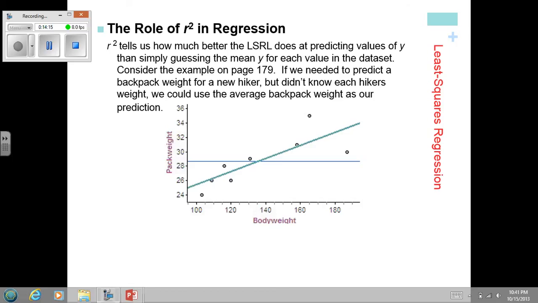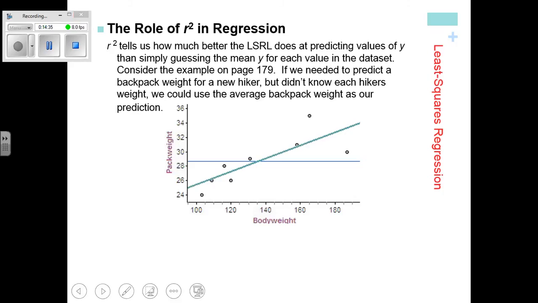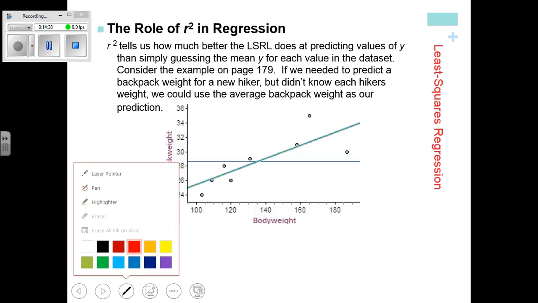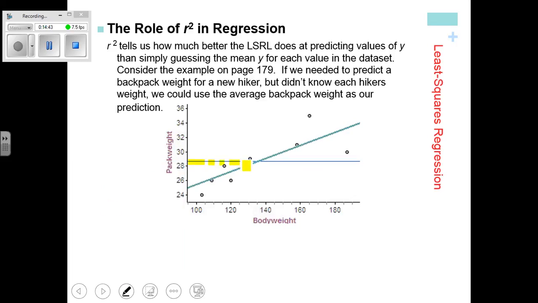r squared tells us how much better the least squared regression line does at predicting values of y than simply guessing the mean of y for each value in the data set. Consider this example about body weight and whether or not it could predict backpack weight. Notice if we didn't know people's body weight, this line is the mean line, the mean of the backpacks, that would be the appropriate estimate if all we knew was a bunch of backpack weights. We would approximate anybody's just by using the average.